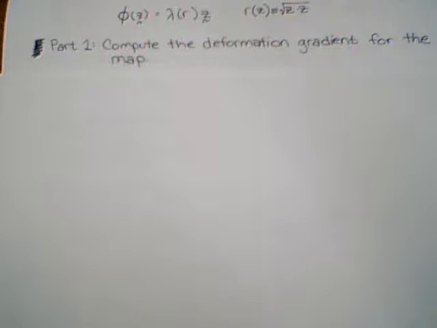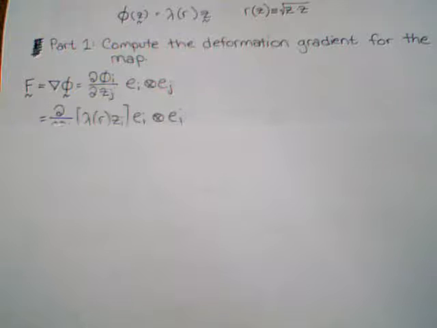So we have our deformation map, lambda of r times z, the position vector. We know that r is the square root of z dotted with z, which makes it the distance of the point from the origin. Now part 1, we need to compute the deformation gradient for this map. We know the deformation gradient is F, which is the gradient of phi, or partial derivative of phi i with respect to zj, ei tensor ej.